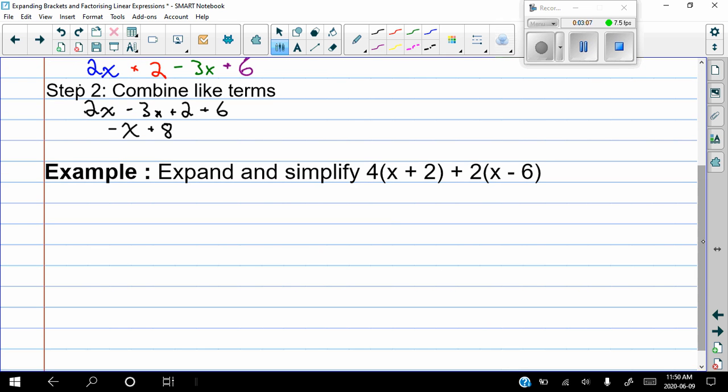So, second example, expand and simplify. So, exact same thing as we did last time. So here, we're going to take the number outside. So we're doing 4 times x. We can write that down as 4 times x. Right away on the next line, we'll simplify that down as 4x.